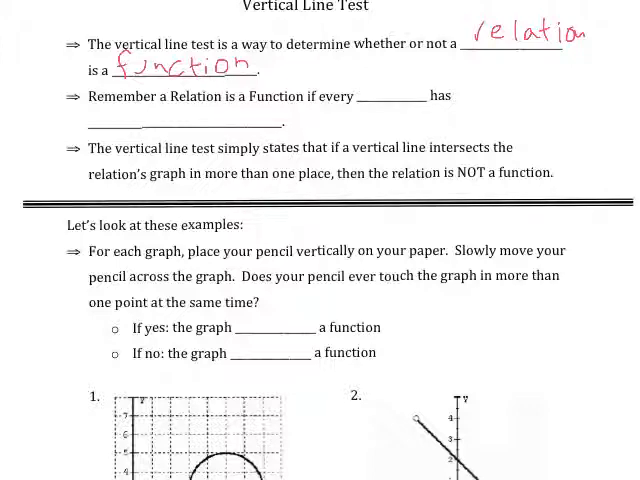Okay, so what is it? Remember, a relation is a function if every what? Input has what? You guys are getting a little too vague for me. I can't say if every input has an output. I have to be specific. One output, right? So if every input has one output.